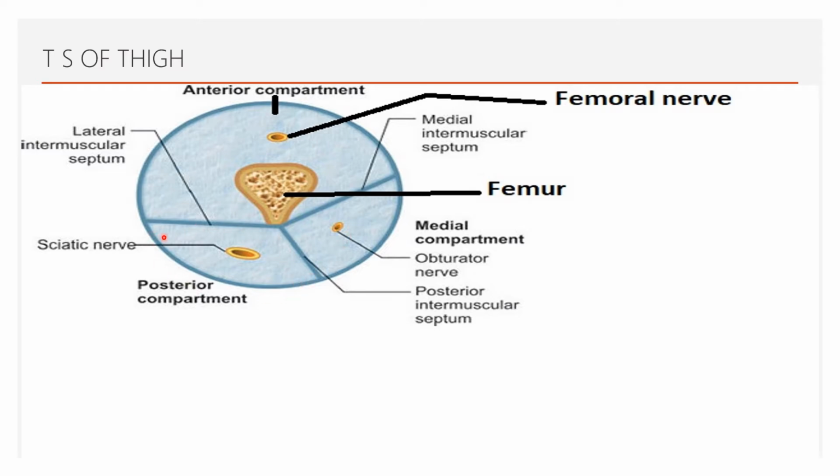This is a posterior compartment of the thigh. Posterior compartment of the thigh is having the hamstring muscles and it's being innervated by sciatic nerve. So today's topic, femoral triangle. Femoral triangle is located in the upper part of anterior compartment of thigh.